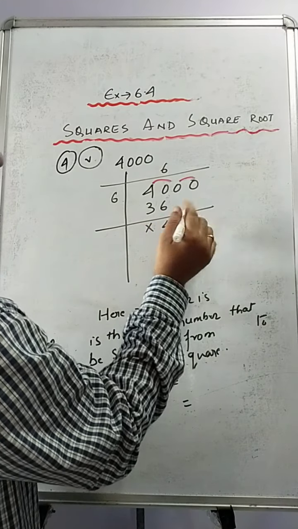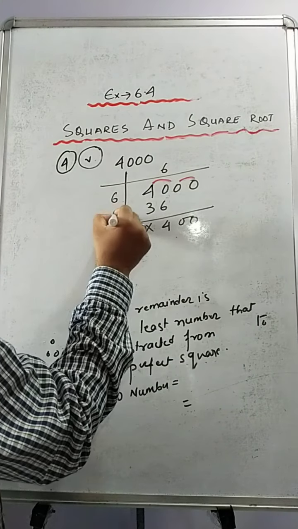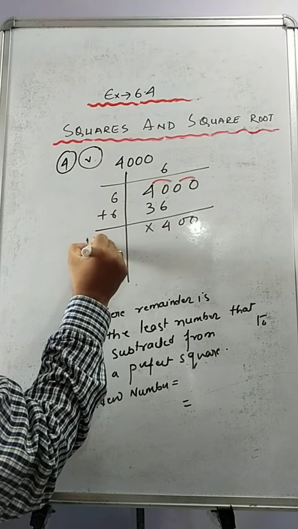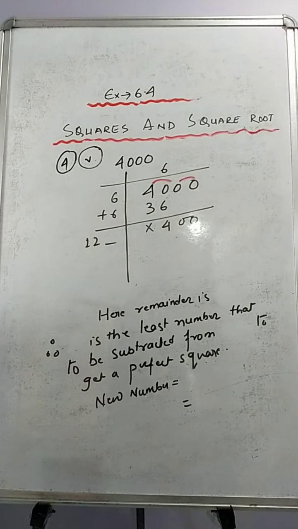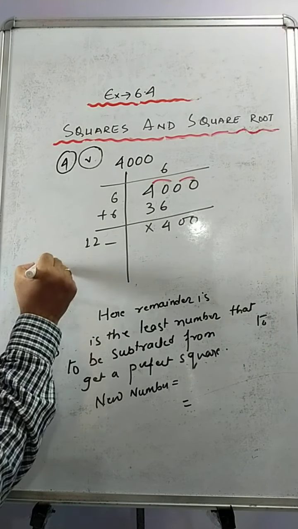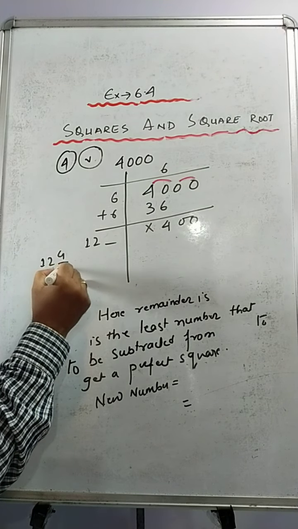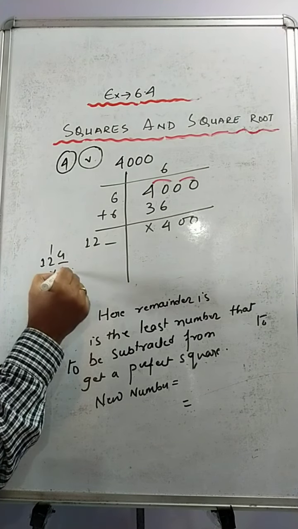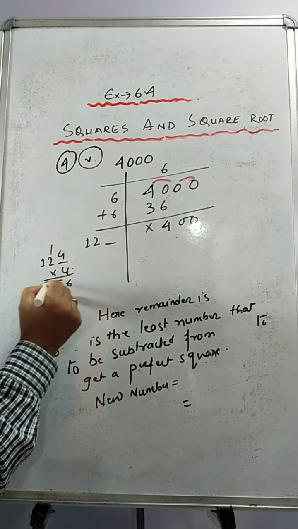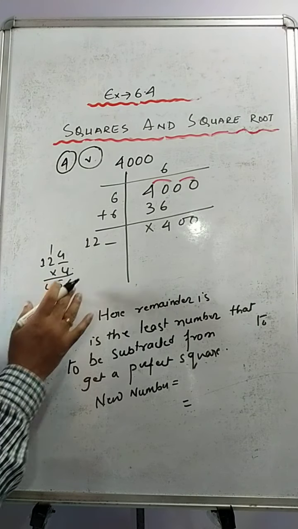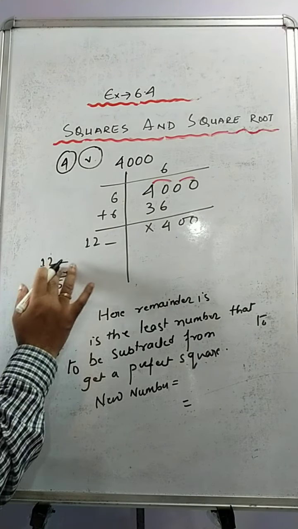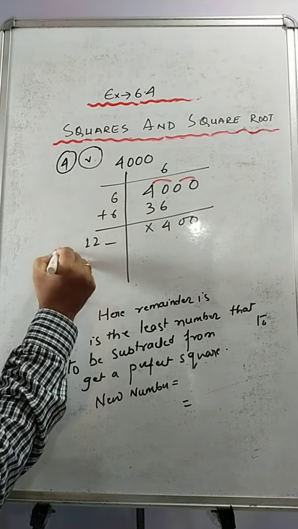Now bring down the 0 here. Now write 6 here and add it up. 6 plus 6 is 12. Now what is the nearest number that we can write? If we write 4 with 12, 4 4s are 16, 4 2s are 8 plus 1 is 9, so 496, which is a big number. Okay, now 4 is not the right choice. Now we'll go with 3 then.